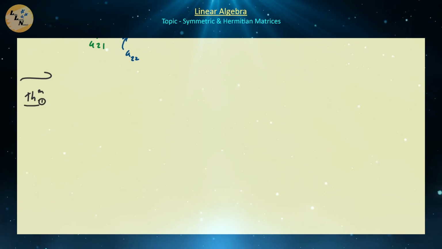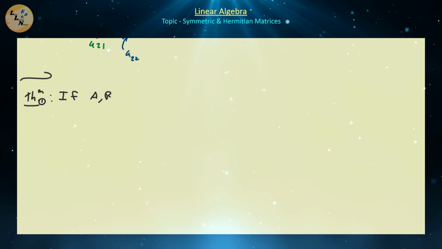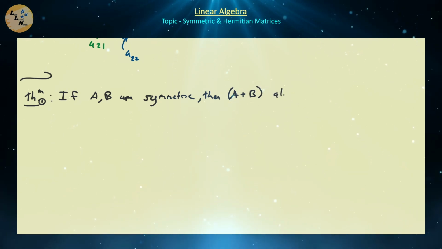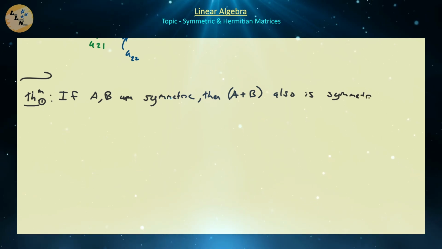Theorem number 1. Let's assume that A and B are both symmetric, then the sum of those symmetric matrices is also symmetric. That is, if you take any two symmetric matrices, when you add them, you always get a symmetric matrix. So how can we go about proving this?